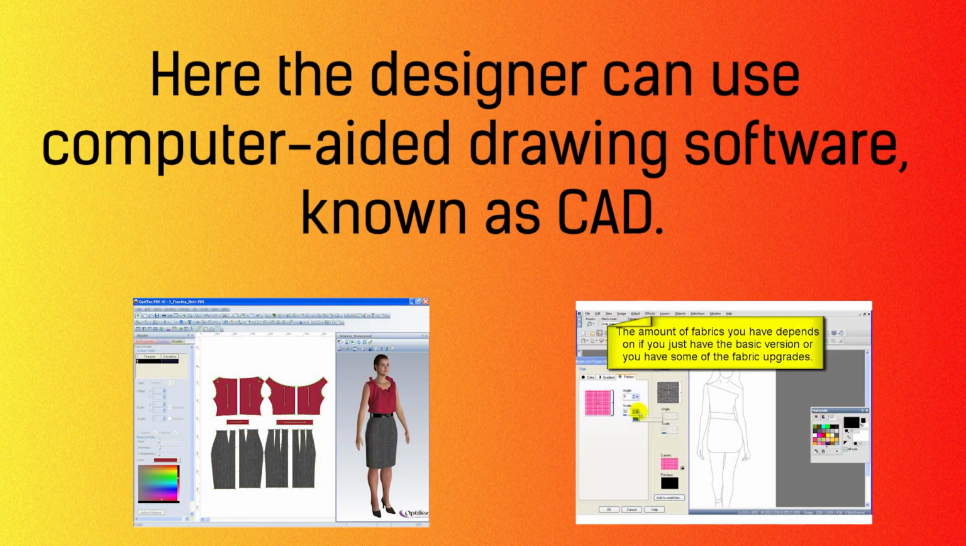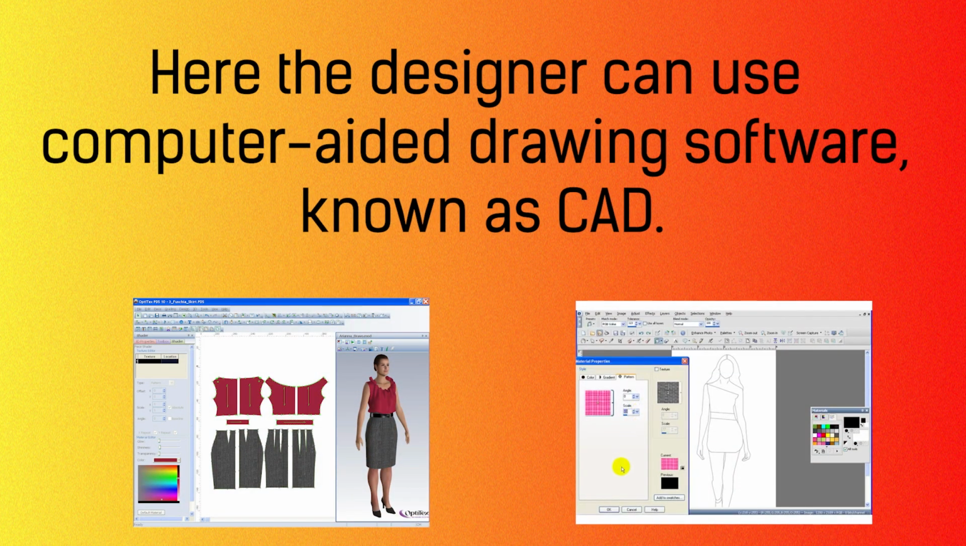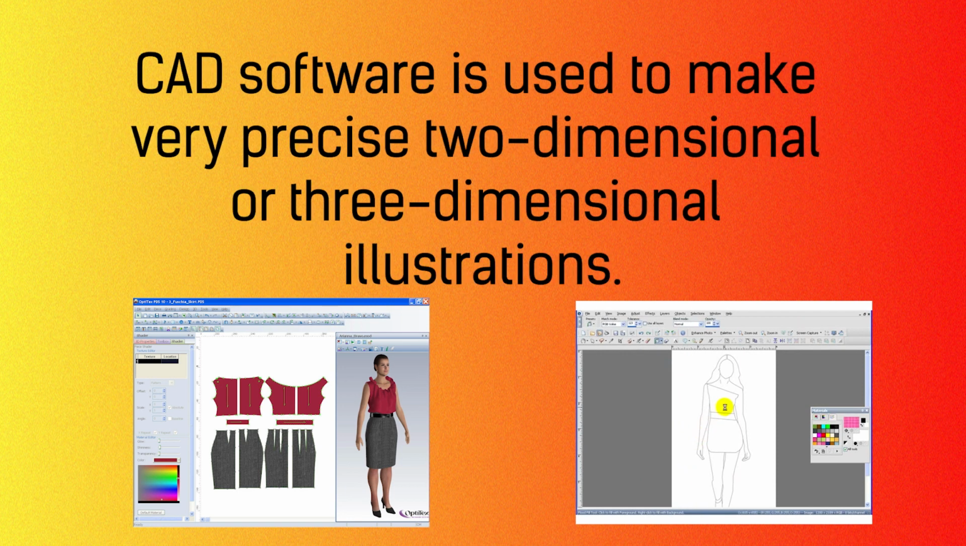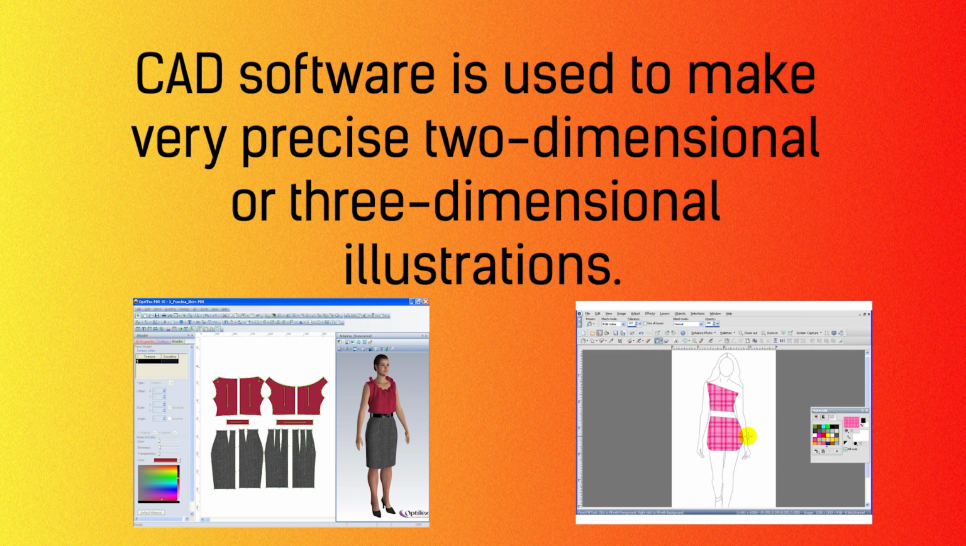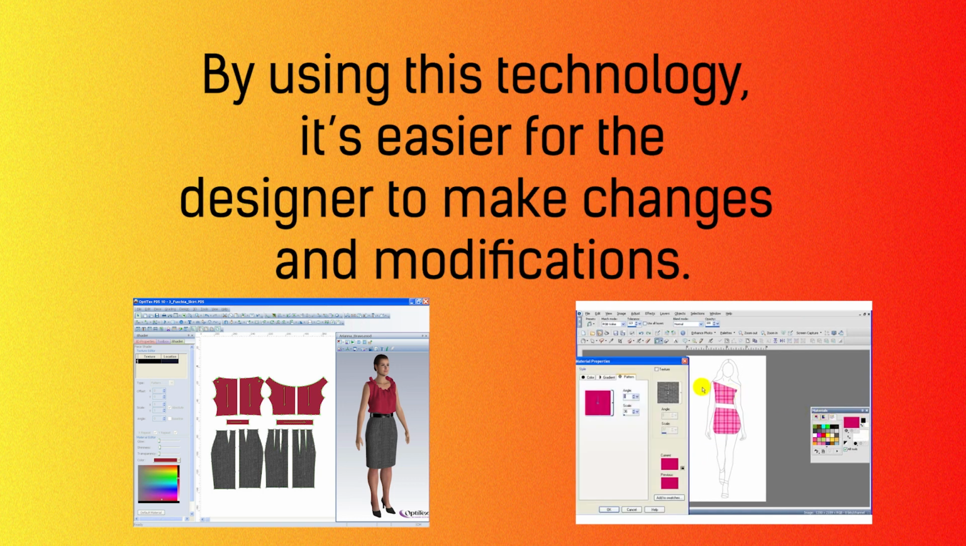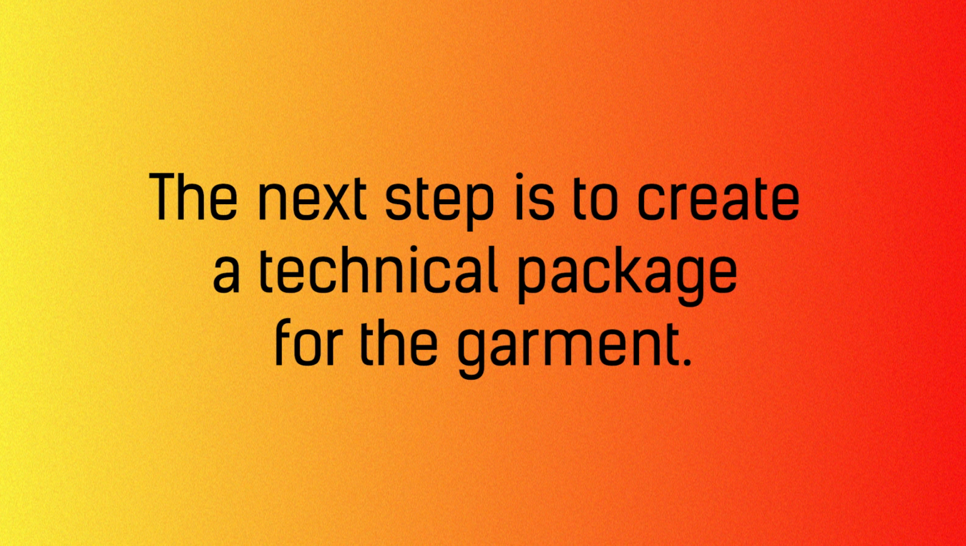Here the designer can use computer-aided drawing software known as CAD. CAD software is used to make very precise two-dimensional or three-dimensional illustrations. By using this technology, it's easier for the designer to make changes and modifications. The next step is to create a technical package for the garment.